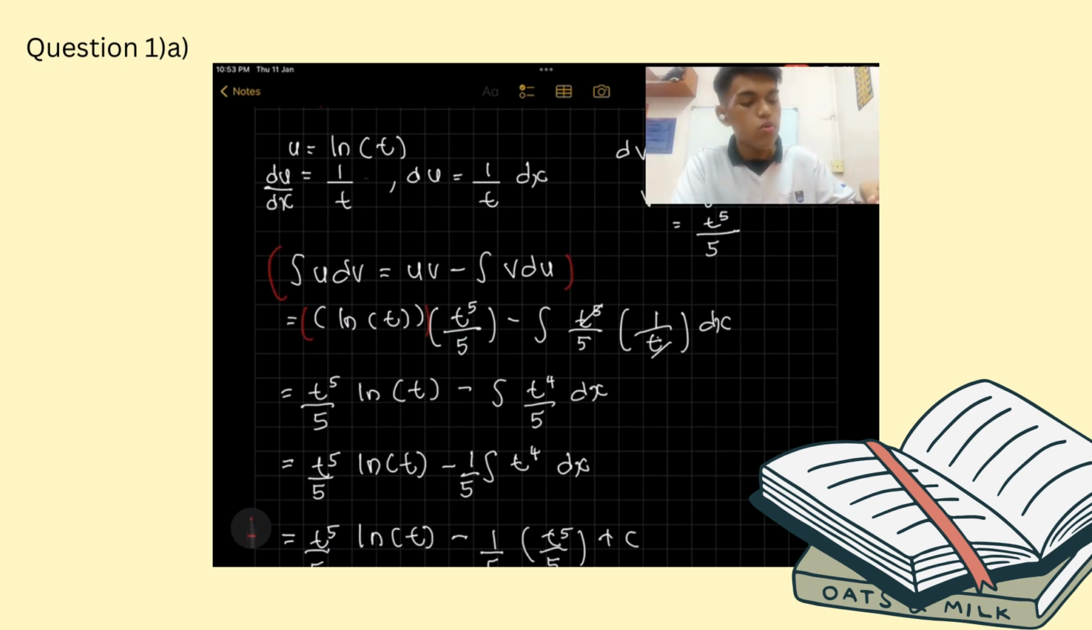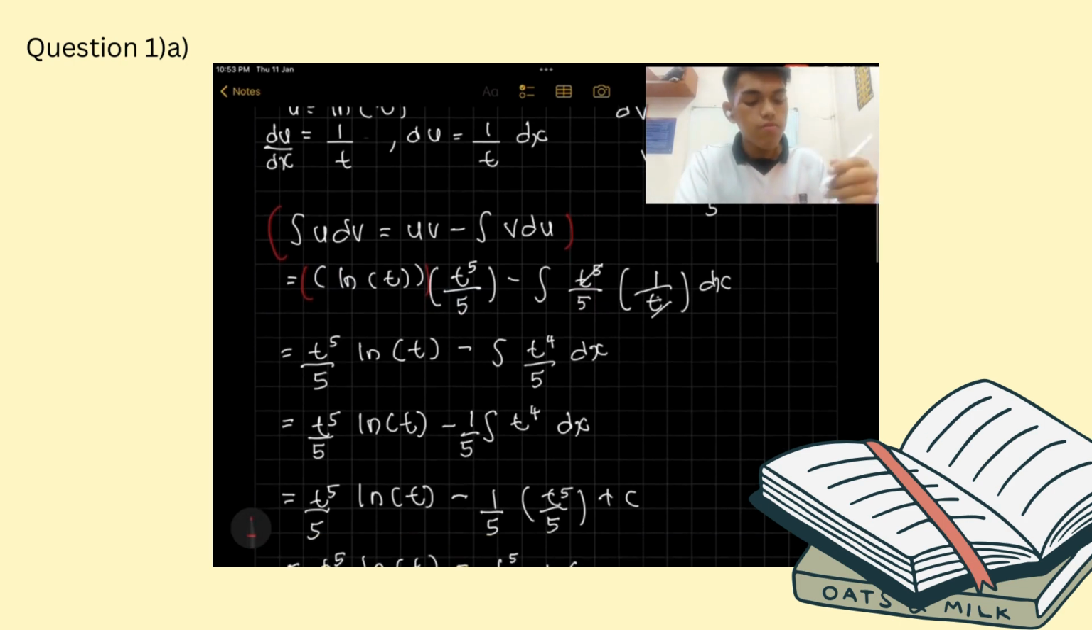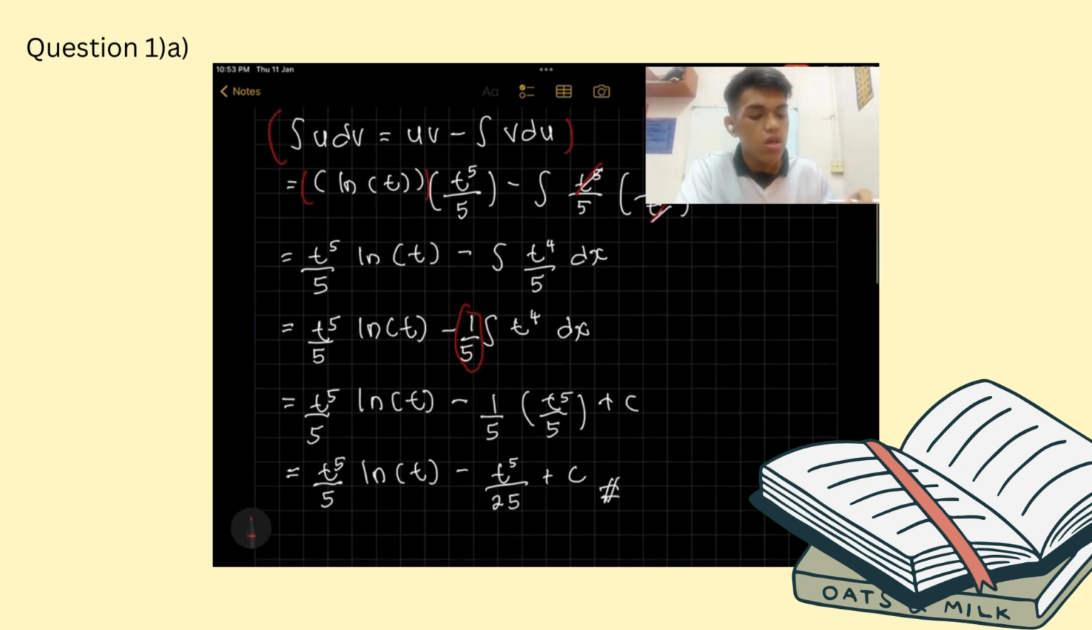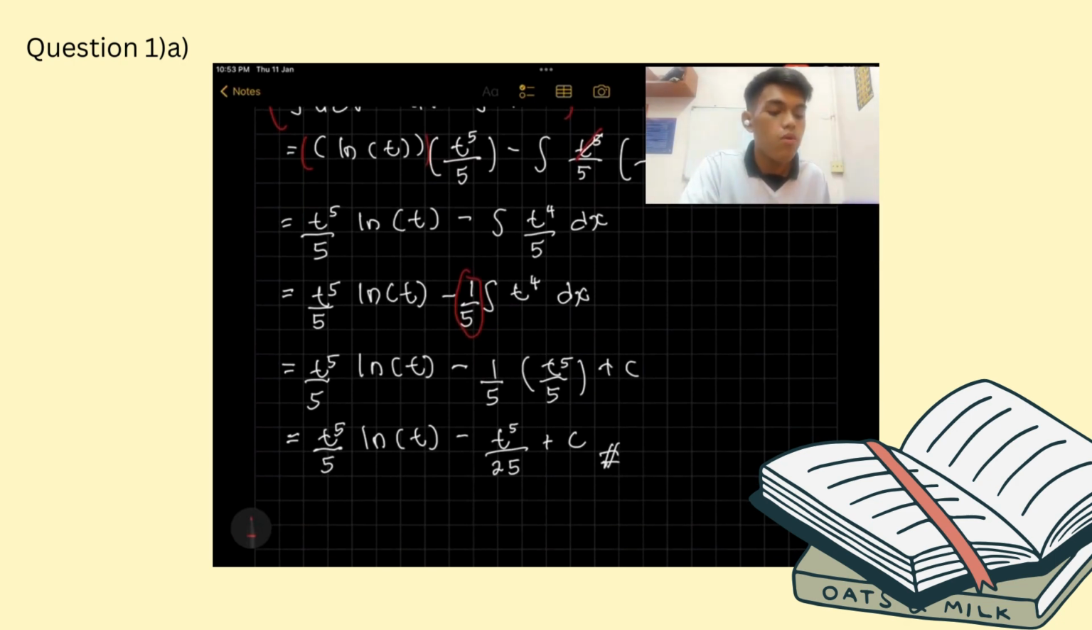After that we can cancel the t with t power 5, and it becomes t power 5 per 5 ln t minus integrate t power 4 per 5 dt. After that, 1 per 5 is a constant, so we take it out of the integral and get 1 per 5 integrate t power 4 dt. Integrating t power 4 becomes t power 5 per 5, times 1 per 5, the constant we took out before, and it becomes t power 5 per 25.